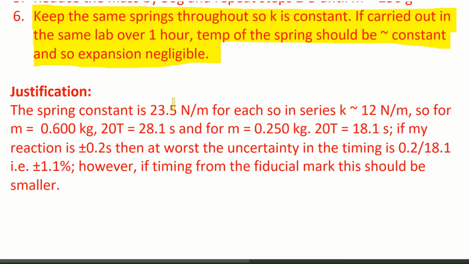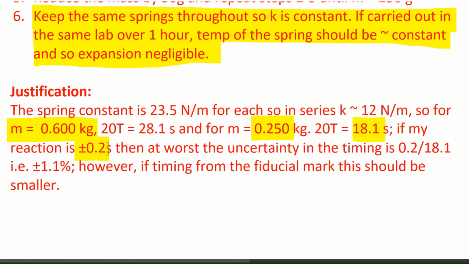If you think about the oscillations that would happen on a spring that's quite stiff, there would be very, very short oscillations, and I wouldn't be able to time them. So let's just calculate. And this is what we're doing in terms of justifying our readings, and instead of taking readings, we can do the calculation. So for a mass of 0.6 kilograms, we find that 20 oscillations should take 28.1 seconds, and for m being 0.25 kilograms, the smallest, 20 oscillations takes 18.1 seconds.